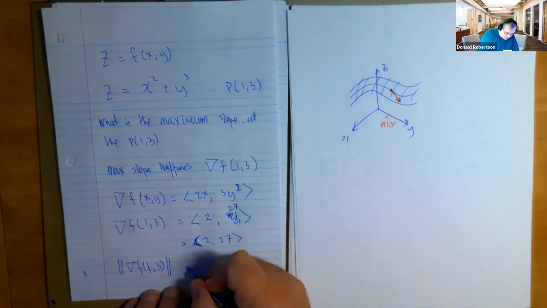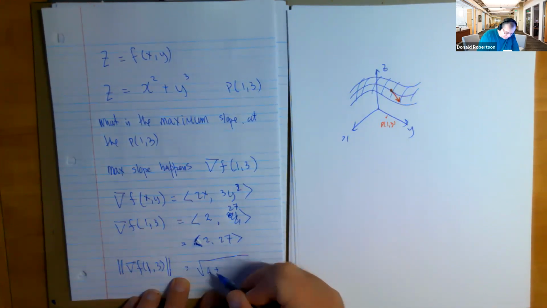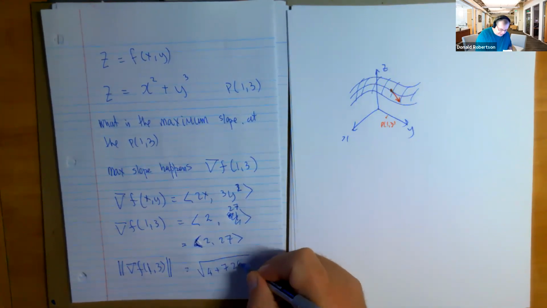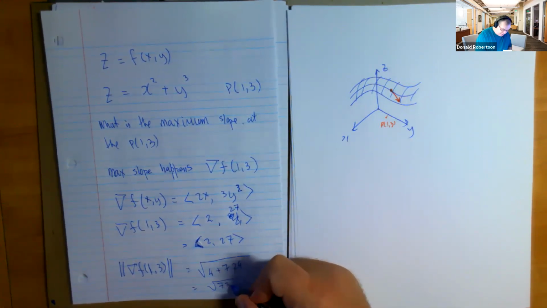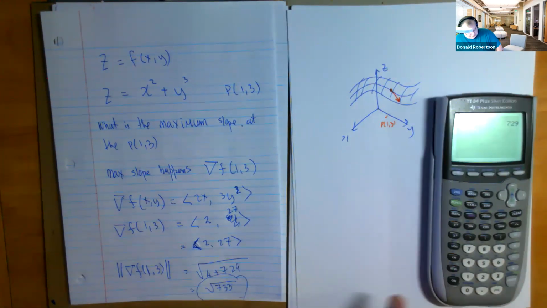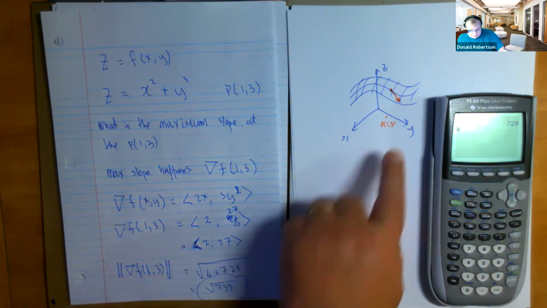Now, in this case, if you want to get the magnitude of that vector, it's basically 4 plus whatever 27 squared is. 27 squared is 729. So the square root of 733, and I'm not going to do anything with that. Now, the direction that you travel is called (2, 27). That's that red line.